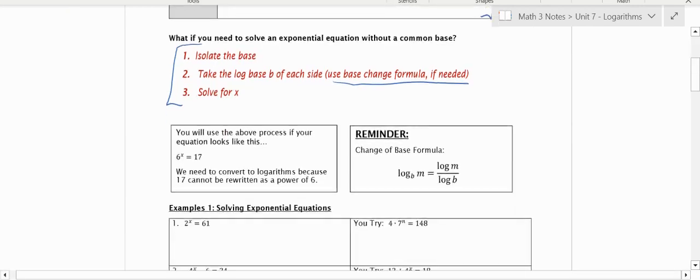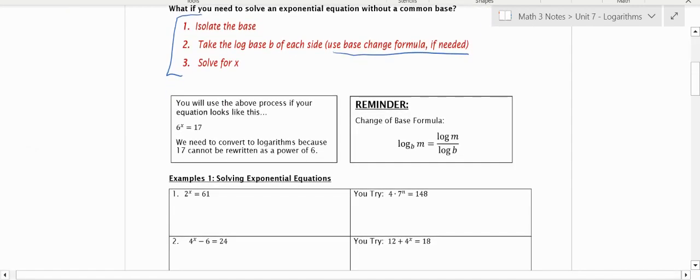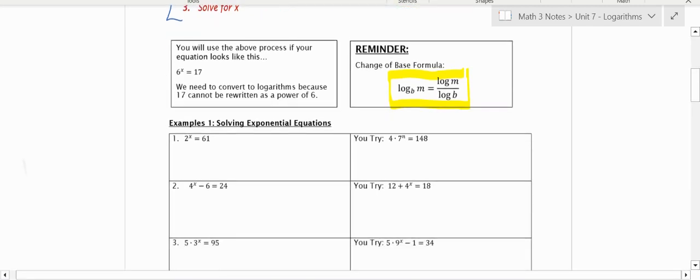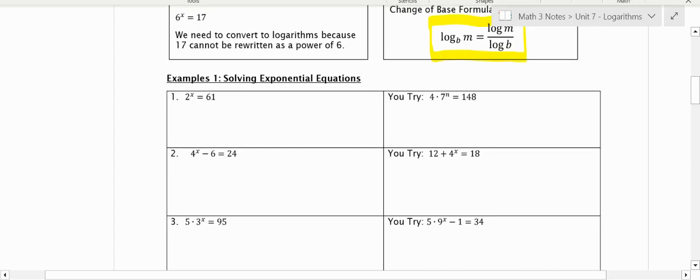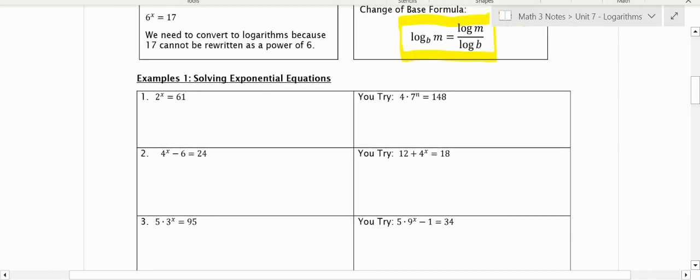If you remember, a few sections ago, we saw that some calculators can't do logs that are not base e or base 10. When that happens, we have to do a workaround and use our log properties, where we use our base change formula. So that's the log of m over the log of b. In these examples, if your calculator can't do these types of logs without this formula, you might have to do an extra step, but the concept is very similar.